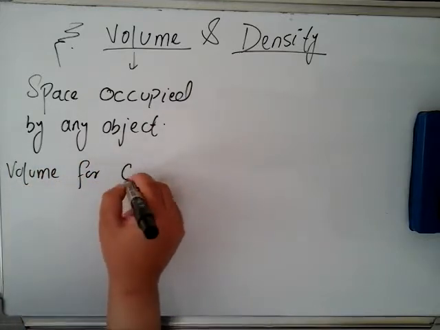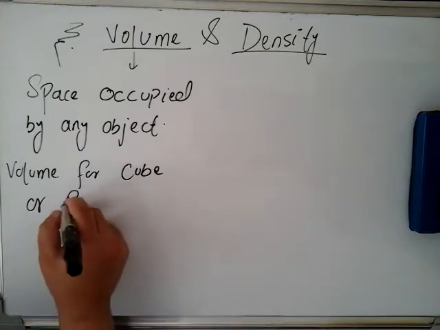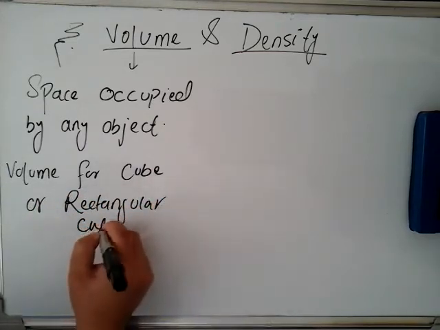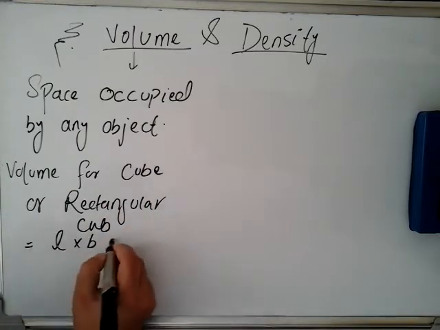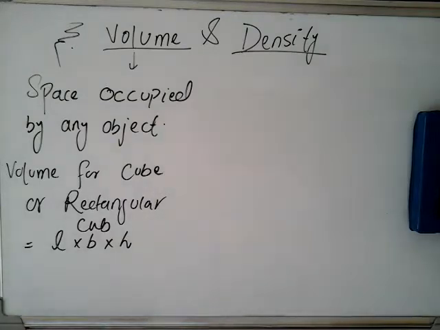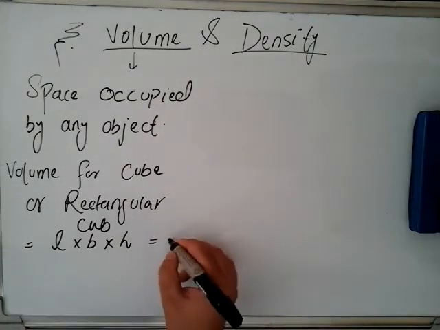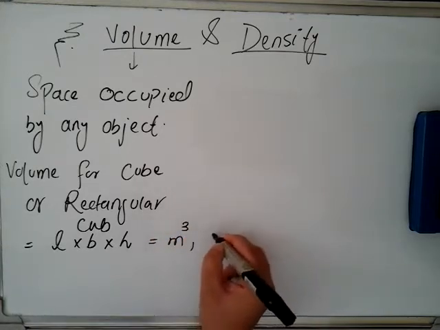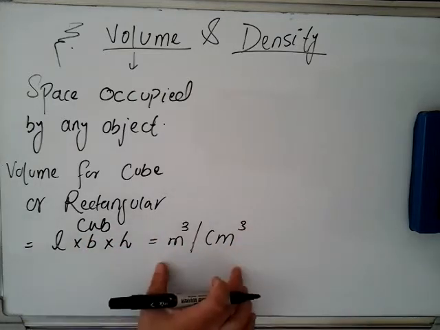Volume for a cube or rectangular cuboid is equal to length multiplied by breadth multiplied by height. Okay, length, breadth and height. So this is volume, and we can write its unit as meter cube or sometimes as centimeter cube. We can write the unit in this way.